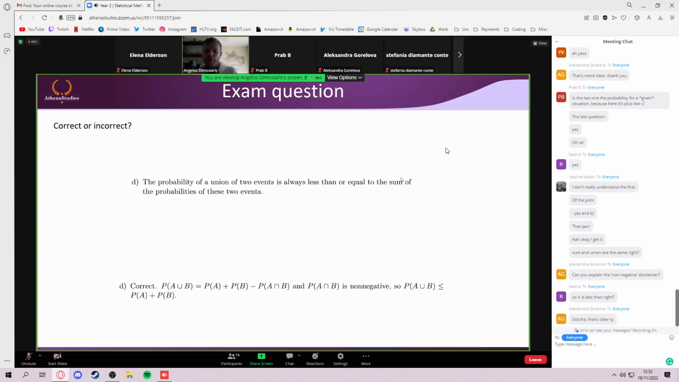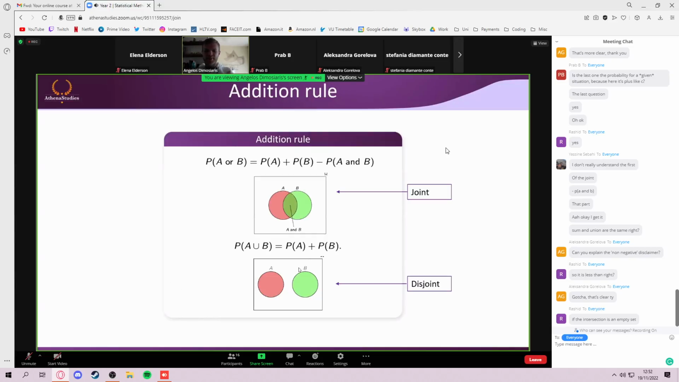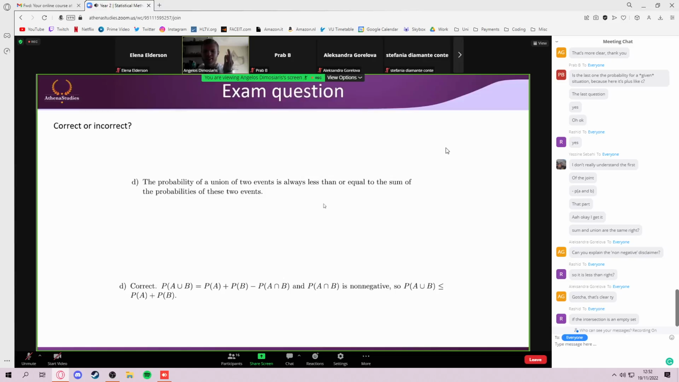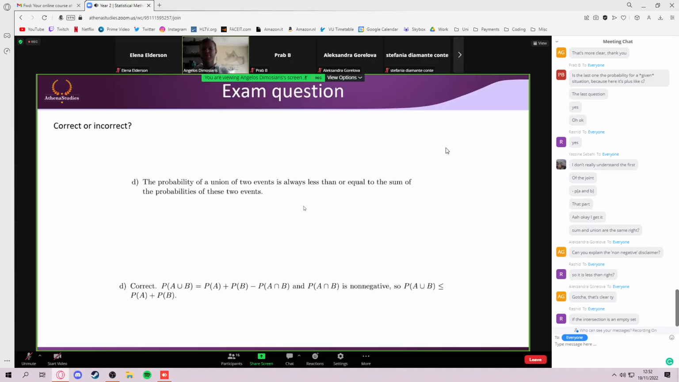It is less than or equal. It can also be equal. Nice question. When can it be equal? When can these two formulas be equal? Yes. If the intersection is an empty set, yes. True. If there are disjoint events. Amazing. True. If there are disjoint events, then it's equal. If they're not disjoint, then it's less. Perfect.